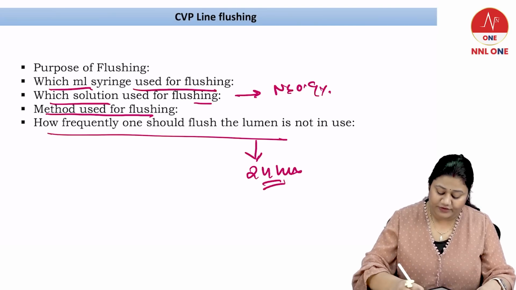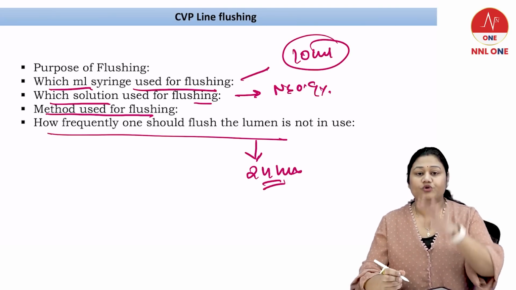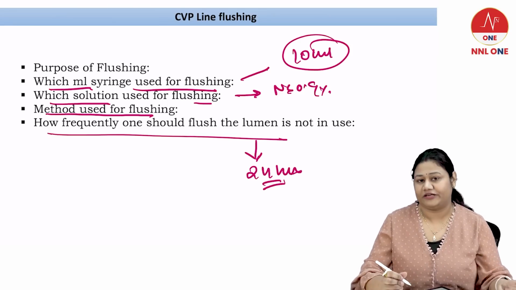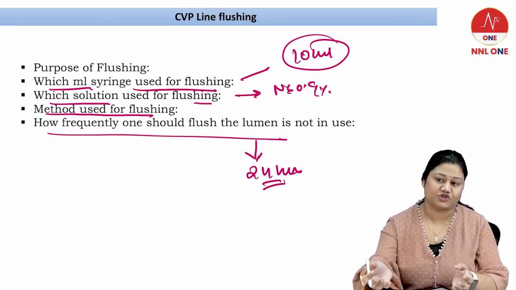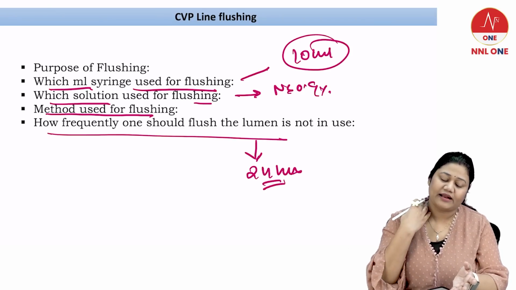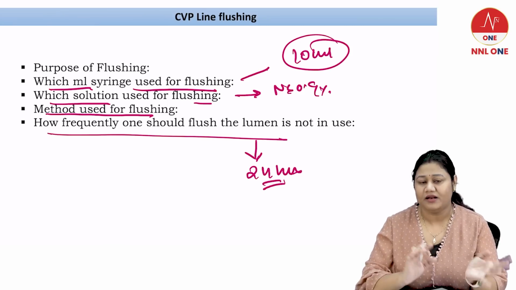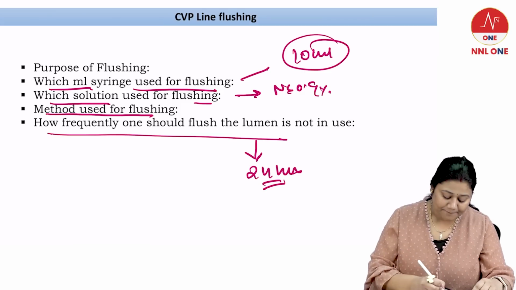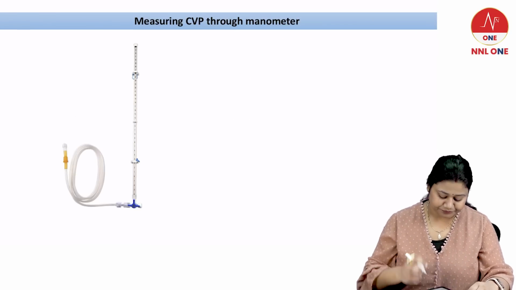Which ml syringe will you use? Remember, a 10 ml syringe is more preferred, but do not use a syringe smaller than 3 ml, because the smaller the syringe, the more pressure it will generate, which can damage the catheter lining. So do not use a syringe less than 3 ml. Ideal syringe is 10 ml. Purpose of flushing: to maintain the patency of the line.